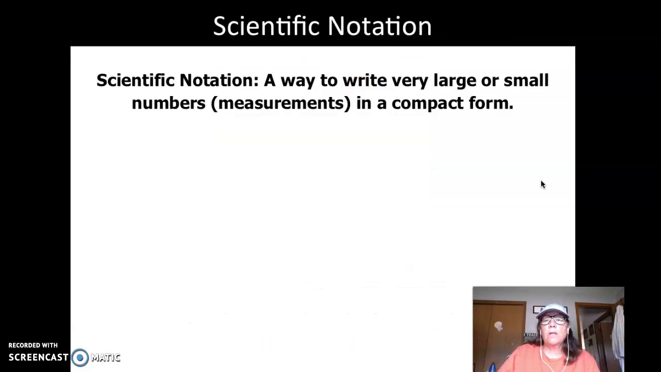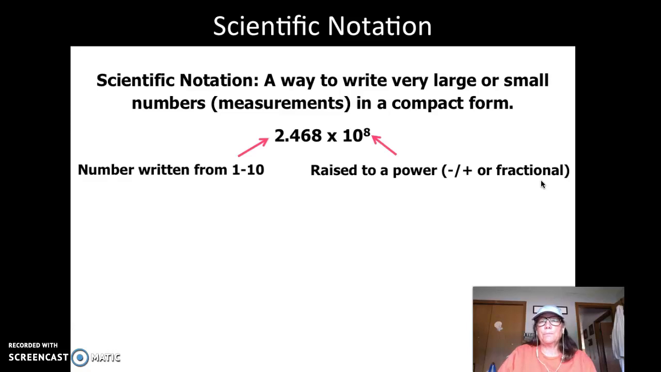Okay. One of the things to remember about doing calculations is you use what they call scientific notation. Scientific notation is a way of writing a really big number or a really small number in a compact form. When you write it in scientific notation, you have to make sure the decimal is after the first whole number. You don't want it back here or in here. It has to be right here. And then this is raised to the power.